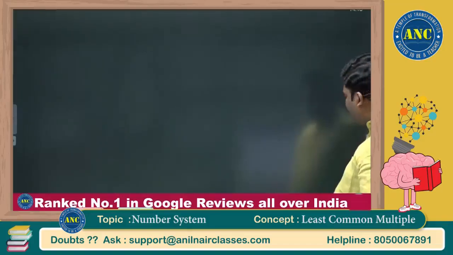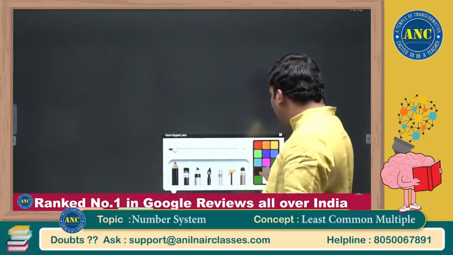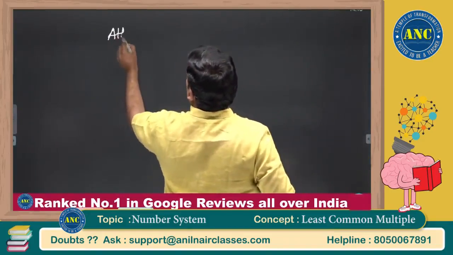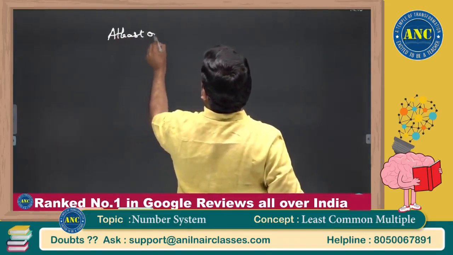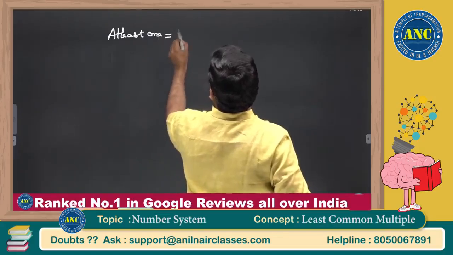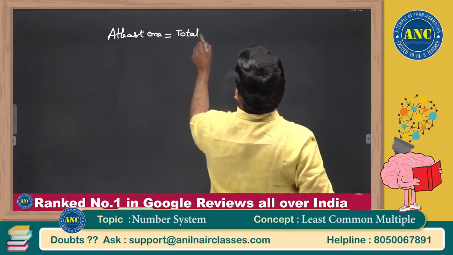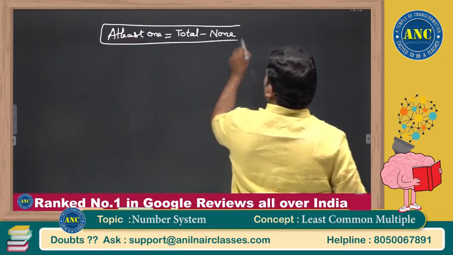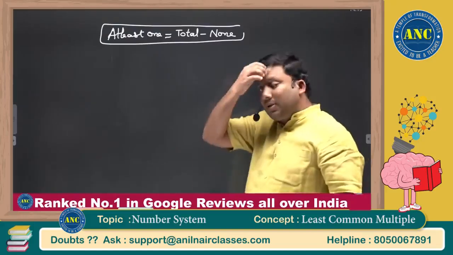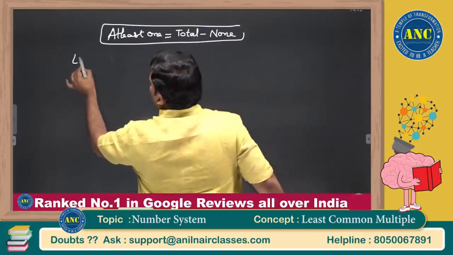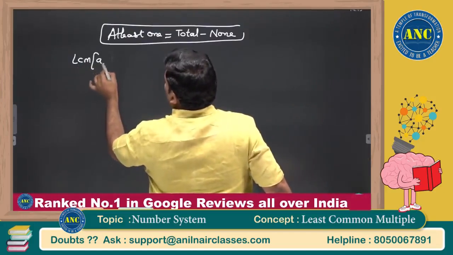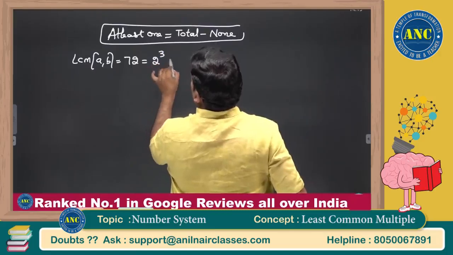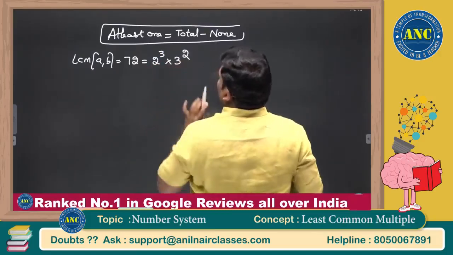Listen carefully, sir. You might get a doubt here, so I will explain it clearly. At least one. This slide should help you understand what those cases are. At least one is total minus none. If you understand it, 4 variables, 5 variables, it is very easy. At least one is total minus none. Listen carefully, sir. What I did: LCM of A comma B is 72. 72 can be written as 2 power 3 into 3 square.